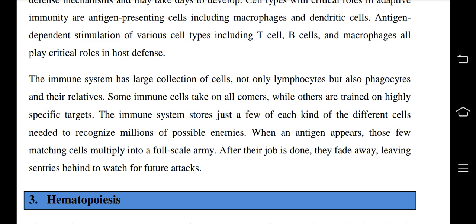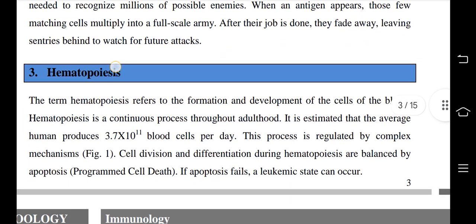The immune system stores just a few of each kind of different cells needed to recognize millions of possible enemies. When an antigen appears, those few matching cells multiply into a full-scale army. After their job is done, they fade away, leaving sentries behind to watch for future attacks.